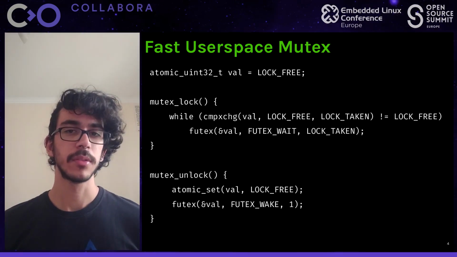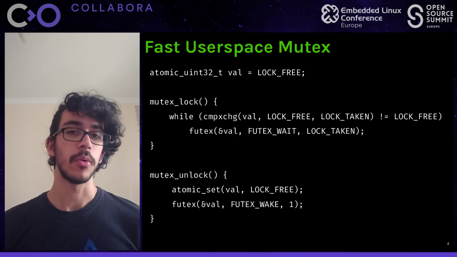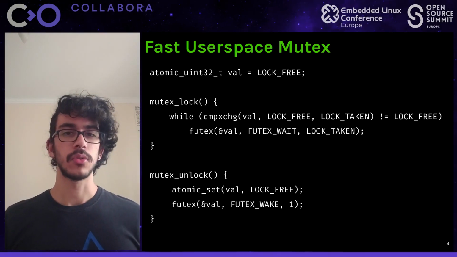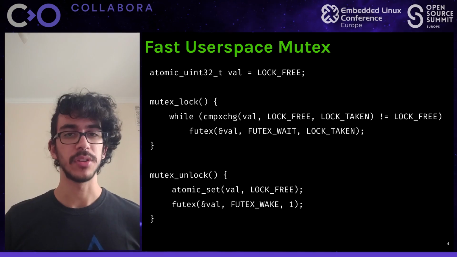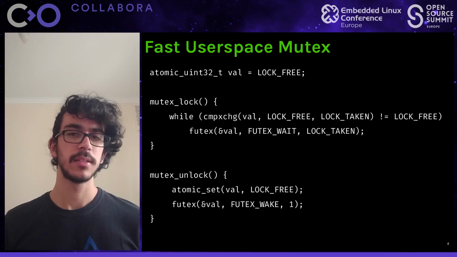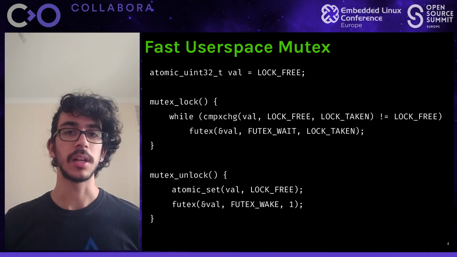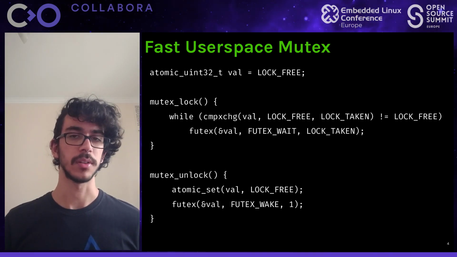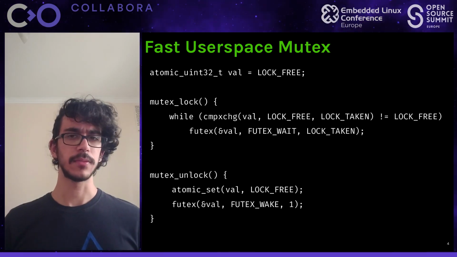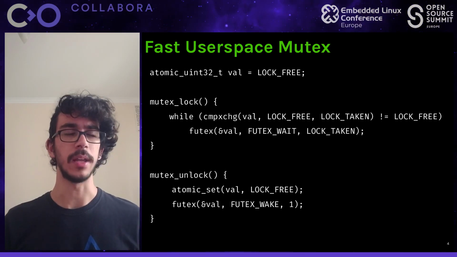However, if you fail this compare exchange, that means that the lock was taken. So now we need to call Futex, the Futex syscall. So the first argument is the address of our value, because this is how we identify Futex objects inside the kernel, by this address. So using the address, you can uniquely identify any Futex for any process. The second argument is the operation that you want to do. In this case, it is Futex wait, because you want to sleep while waiting.